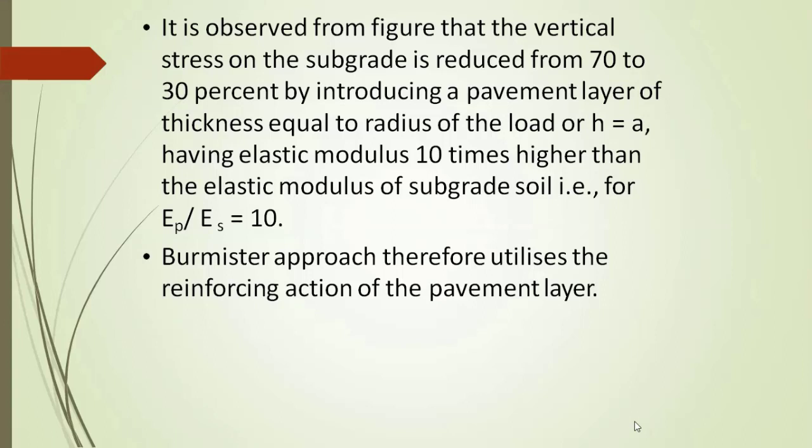By introducing a pavement layer of thickness equal to the radius of the load, or H is equal to A, having an elastic modulus 10 times higher than the elastic modulus of the subgrade, that is E1 by E2 or EP by ES is equal to 10, the Burmister approach therefore utilizes the reinforcing action of the pavement layer. Due to this reason, construction of the pavement is carried out in multiple layers instead of a single thicker layer.